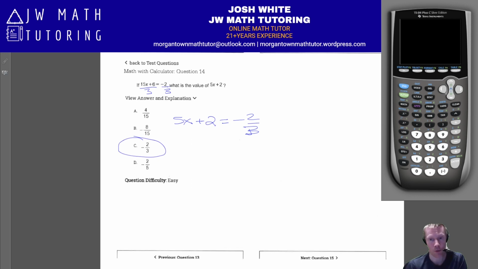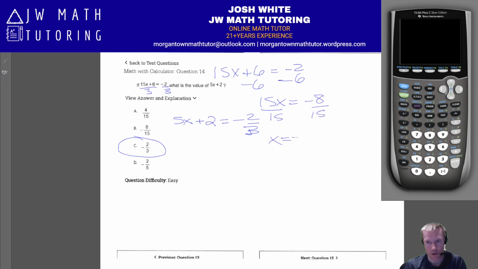However, not everyone would recognize that. Not everyone would understand that. So if you didn't, that's fine. You can just go ahead and solve the problem out as normal. Meaning solve for x, and then we're just going to multiply it by 5 and add 2. So first step, we're going to subtract 6. And it's really not going to be that difficult or time consuming to solve this. You get negative 8/15 for x.